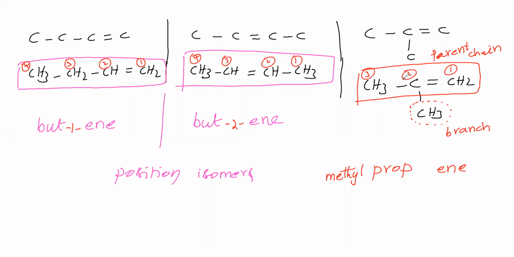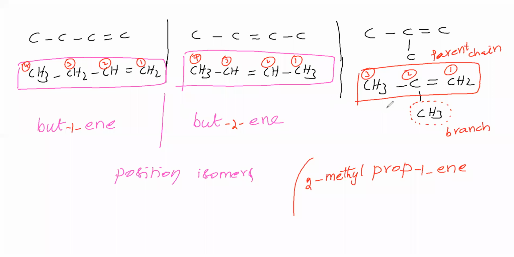So the branch position is 2. Therefore we will say 2-methyl. This double bond position is 1, so we have to say that. Therefore, 2-methylprop-1-ene. So this compound's name is 2-methylprop-1-ene, we can say. Okay, so the next compound we will take.